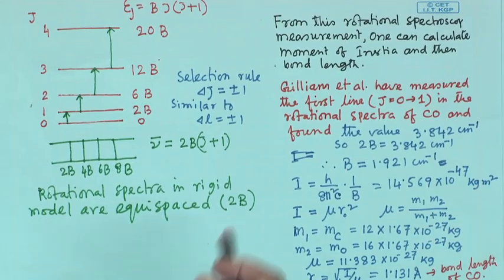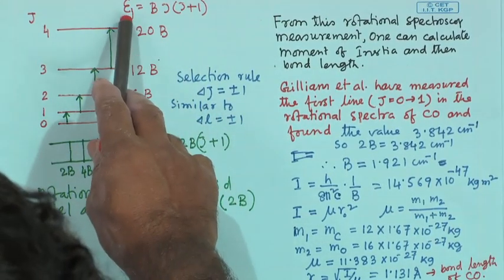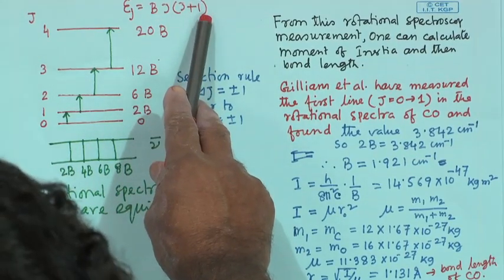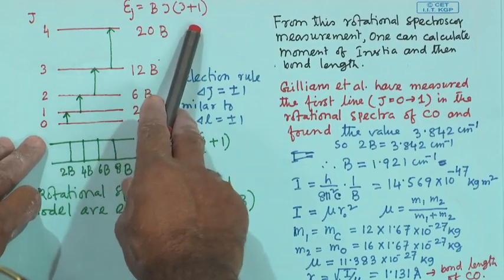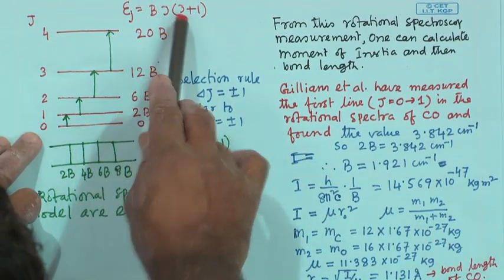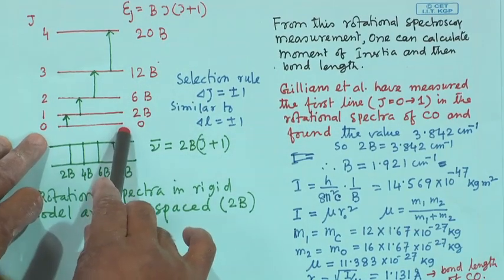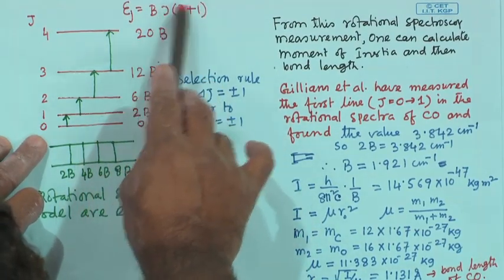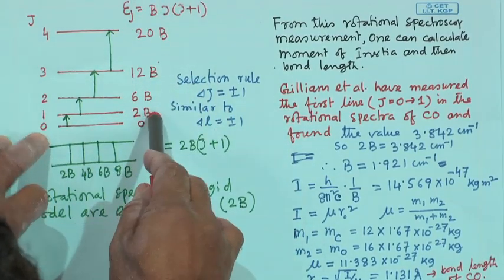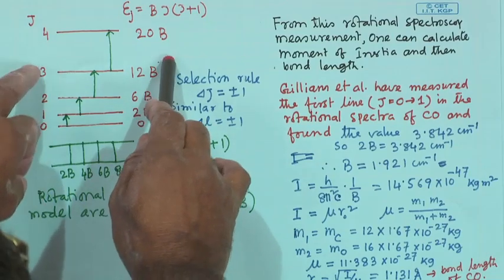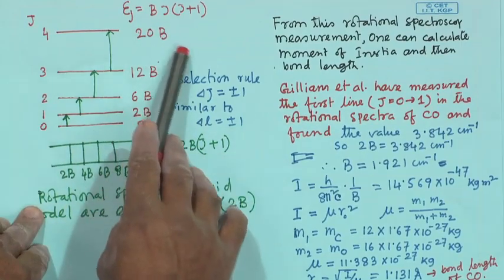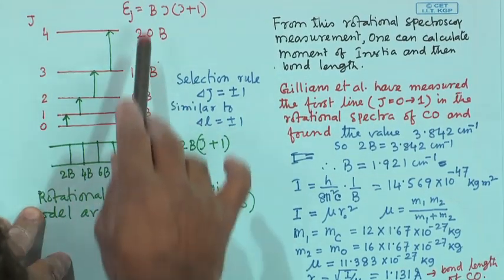Now, if I plot E_j equal to B j(j plus 1) and draw the energy levels in centimeter inverse: j equal to 0 is the zero energy. For j equal to 1, j(j plus 1) is 2, so it is 2B. Then for j equal to 2, 3 and 4 we have 6B, 12B, 20B. That is the energy level in terms of centimeter inverse, shown here in terms of B.